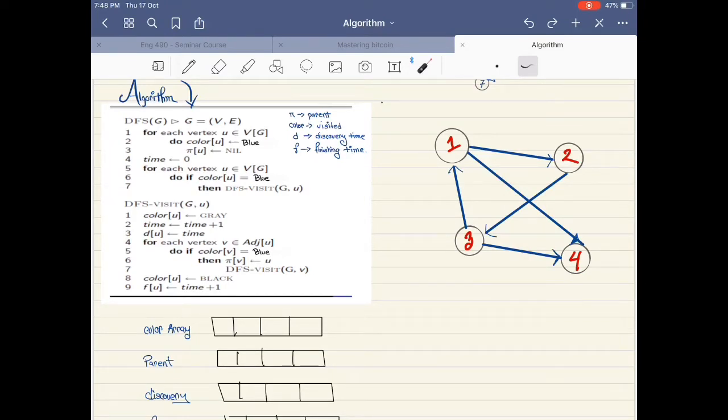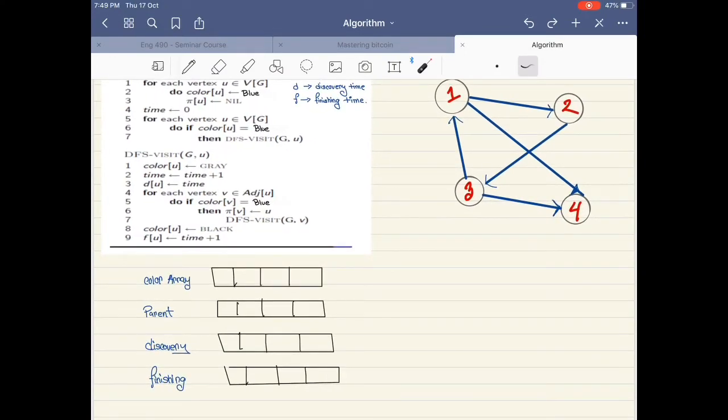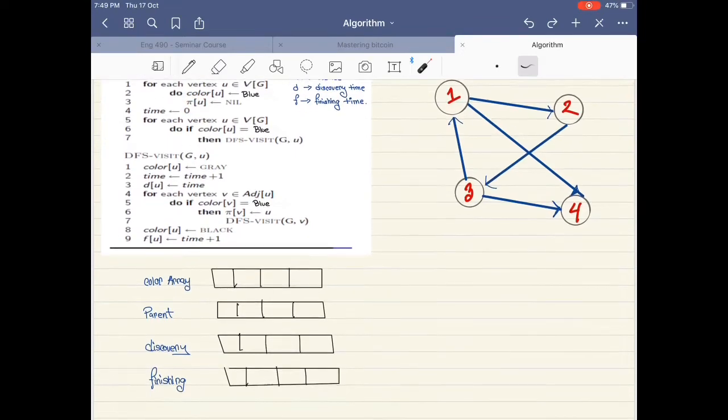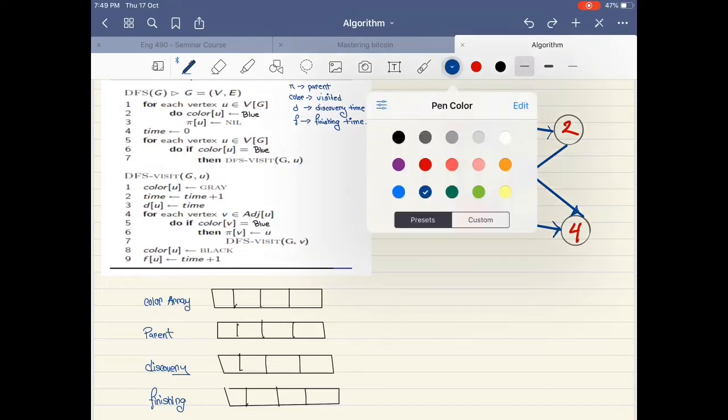Here we have some terms which are not easy to understand at first glance. That's why I have explained all of them. Anyway, for each vertex u in V[G], this whole thing means that we are initializing the arrays. At first we would have a color array and a pi array. Pi represents a parent array. So we have written 2 arrays here. So we are initializing. Let's write these down.